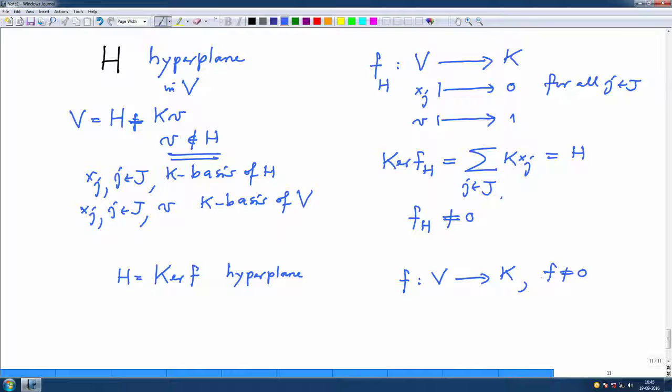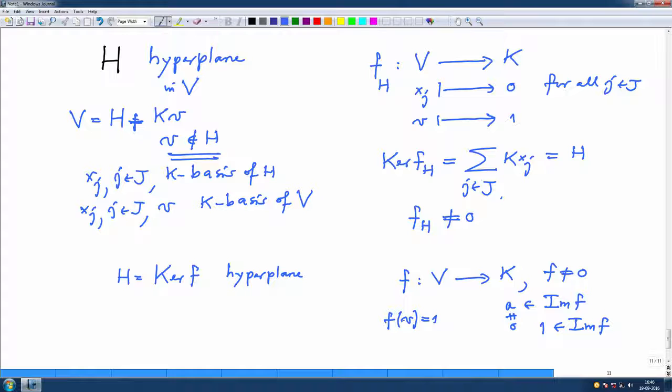Because this linear form is non-zero, it has to be surjective. Because it is non-zero, all values cannot be 0, so some non-zero element A will be in the image. But then 1 will also be in the image, because K is a vector space, and if 1 is 0 then everybody will go to 0. So 1 will come from somebody. Suppose 1 is coming from V, so f of V is 1.